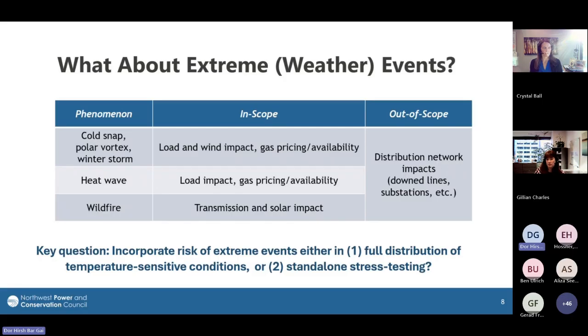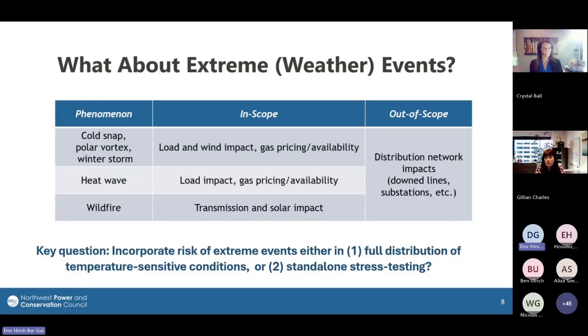And one way to look at it is, if the data you use includes these very high multi-day temperatures or multi-day cold temperatures, you might not need to do a standalone stress test. And if it does not, you might ask yourself, should I do a standalone stress test? And then that becomes a little more like a resilience study.